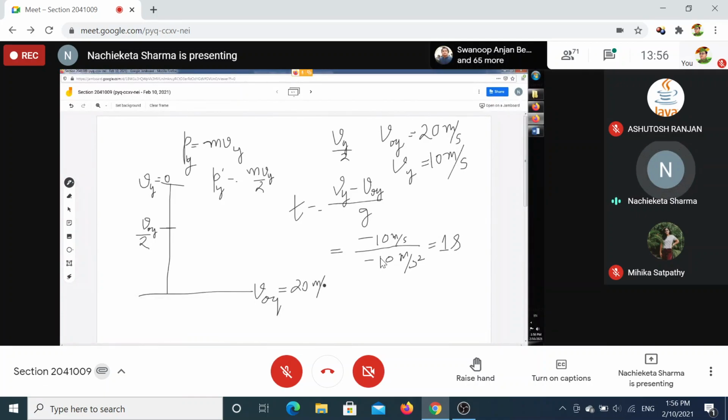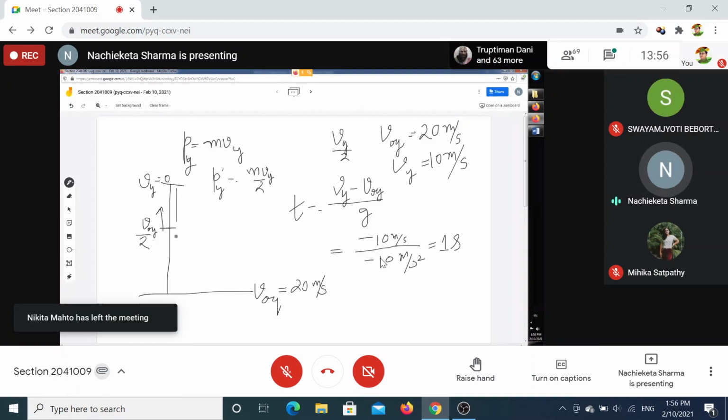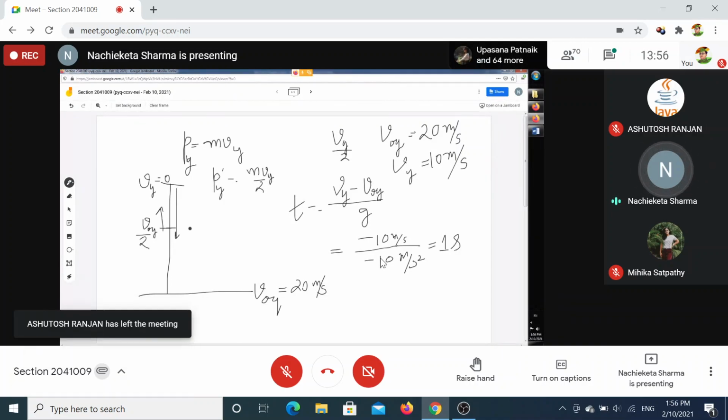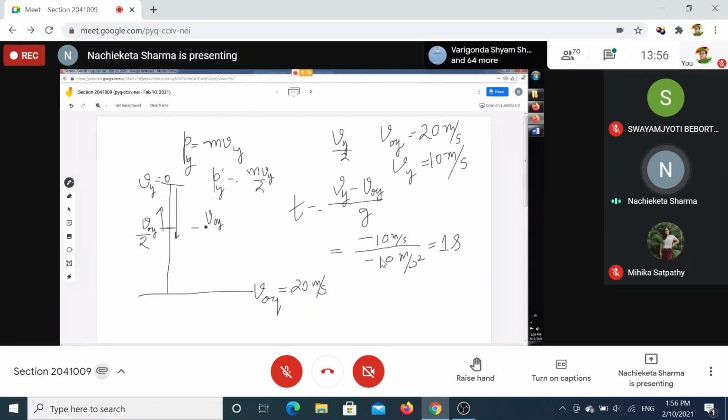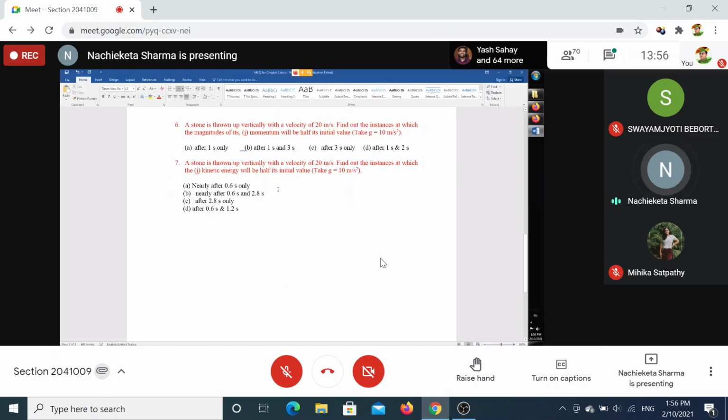Again, what will happen? This is when it is going up. And when it is coming down, again when it crosses this point, the velocity will be v naught y by 2. But now the direction will be different. It will be minus v naught y by 2. But the magnitude will be the same, isn't it? And he is asking you about the magnitude. Look at the question carefully.